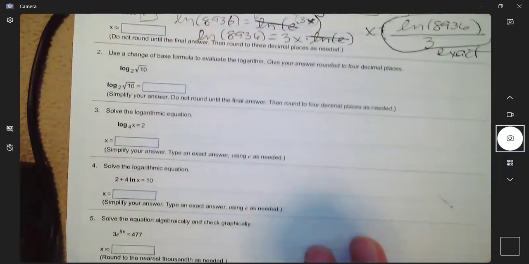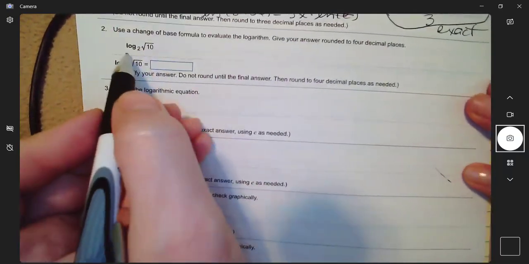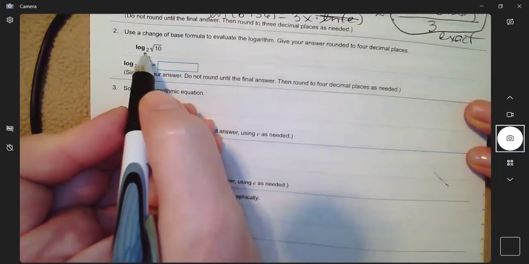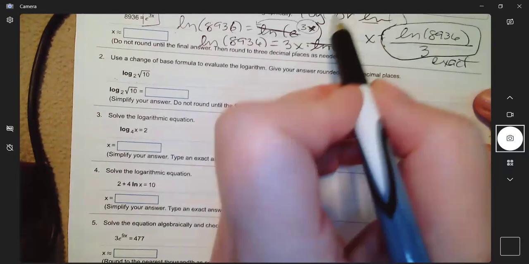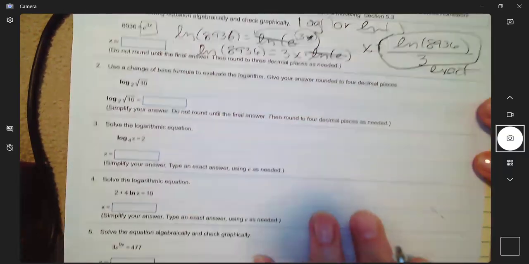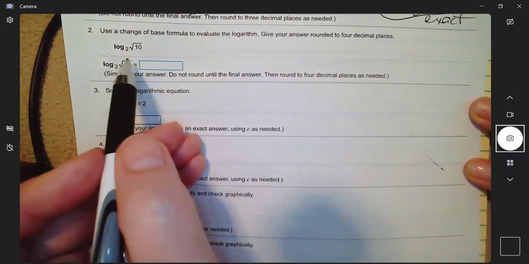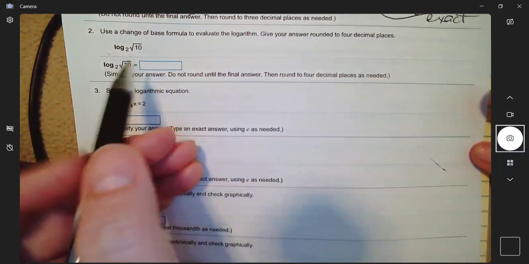All right, so number 2. This one is just making sure that you know how to evaluate something with a funky base on it that's not one of the 2 that's in our calculators. Everybody has the base 10 and the base e logarithms on their calculators, but we don't necessarily have a base 2 feature on our calculators. Some calculators do, but most don't.